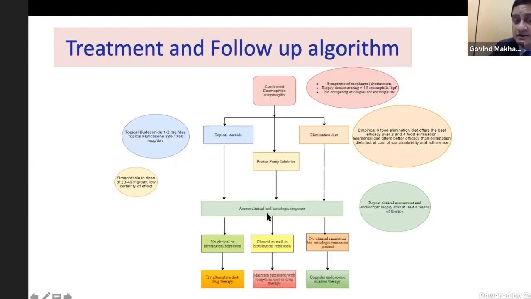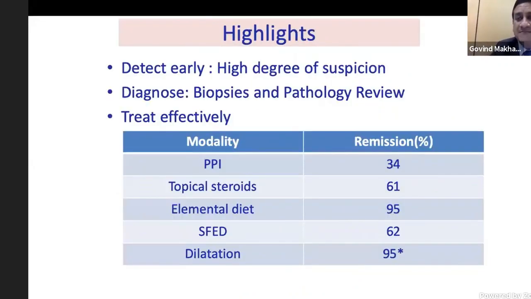Look for histological response. If there's no response, then try an alternative treatment. If you started elimination diet, you give topical steroid, or vice versa. Maintain for the long term, probably using the same drug or same therapy by which you have achieved remission. And if there is a stricture, do dilatation therapy in them. Remember, for PPI we use a double dose here. We don't use a single dose, we use a double dose for at least 8 weeks.